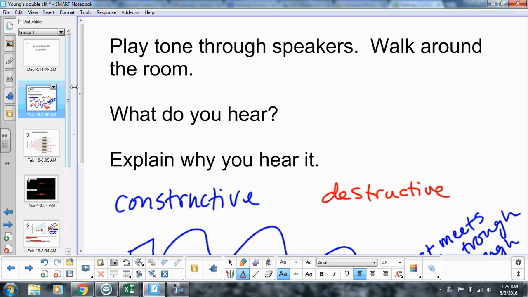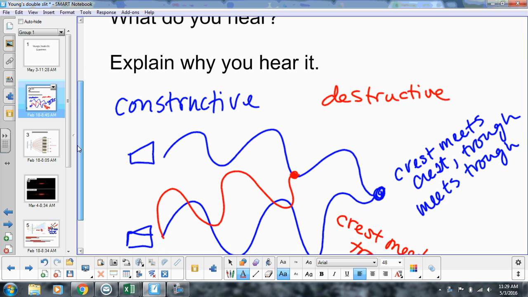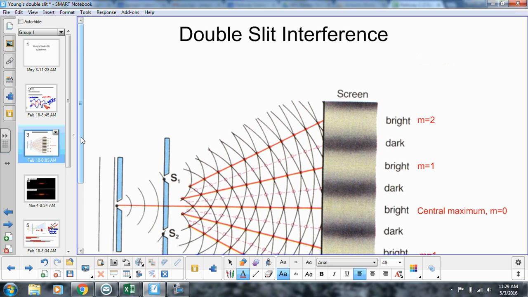Now you'll remember when we were just studying sound that we played a tone through two speakers and you walked around and you heard places where there was constructive interference and destructive interference. So the constructive interference occurred when troughs met troughs, crests met crests, you had a loud spot. And then destructive interference occurred when you had a crest meeting a trough, and you would hear a soft spot. Well, the same thing happens with light.